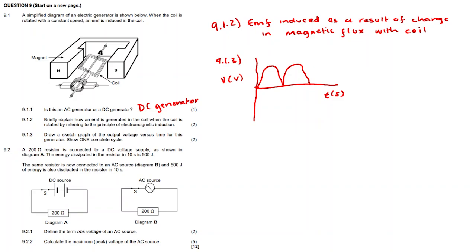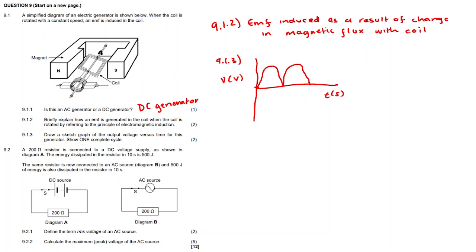Question 9.2. A 200 ohm resistor is connected to a DC voltage supply as shown in diagram A. The energy dissipated in the resistor in 10 seconds is 500 joules. The same resistor is now connected to an AC source, diagram B, and 500 joules of energy is also dissipated in the resistor in 10 seconds.